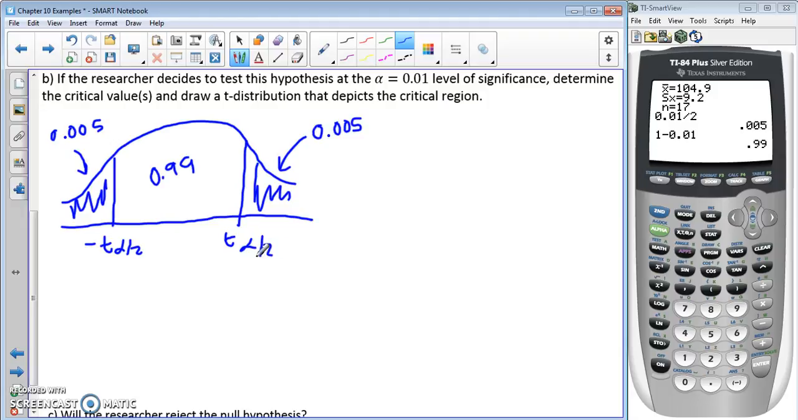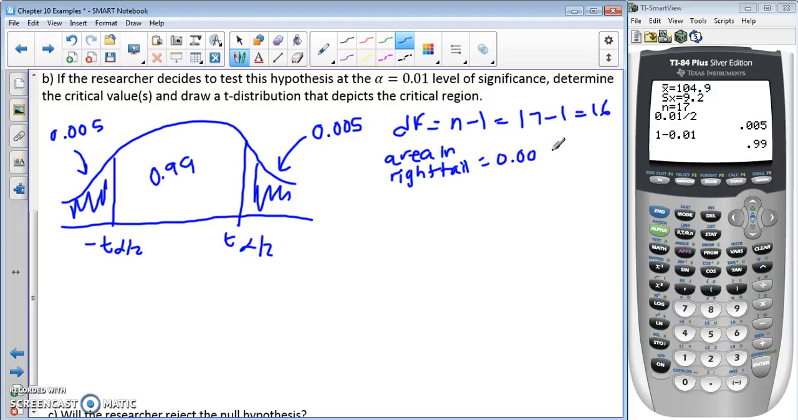So we're working with a t-distribution, so I can't just simply use the easy values that we have from the table. I have to use the t-distribution table. So I need to determine my degrees of freedom. Remember that's n minus 1. So that's going to be 17 minus 1, which is 16. And then the area in the right tail. In this case, the area in the right tail is 0.005. So then we use my table to look up that value.